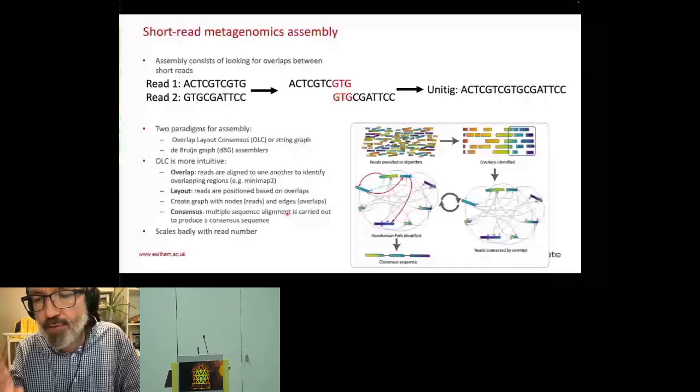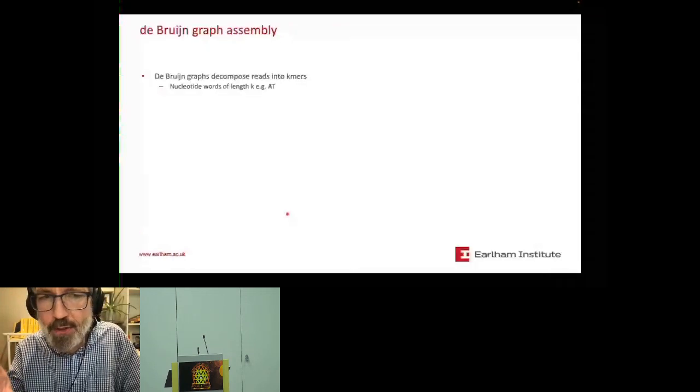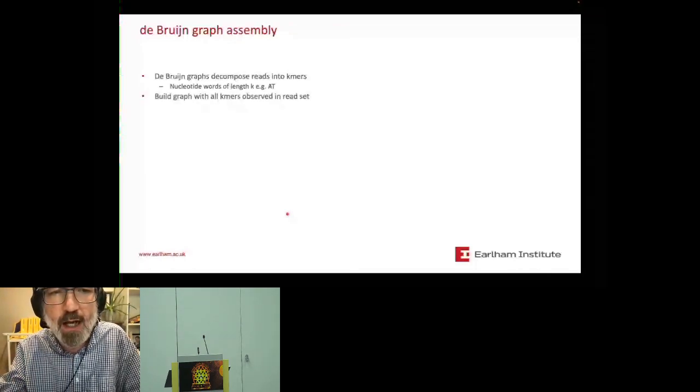So a big breakthrough for short read assembly was de Bruijn graphs. In a de Bruijn graph, your first step is to decompose reads into k-mers, so short nucleotide words, and then you build a graph out of those k-mers, and you join.